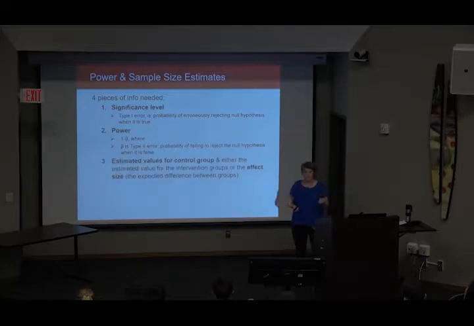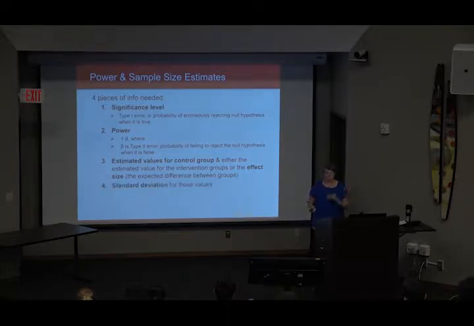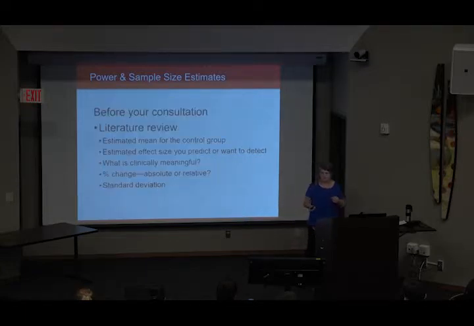So you also need estimated values for your comparison group, your control group, and estimated value for the intervention group. So what is your effect size that you're trying to detect? The expected difference between the groups. And this part is really difficult sometimes to get, the standard deviation for all those values. So that, you know, something about the variance, a bigger variance in your estimates means that you need more people to be able to detect the same difference or same effect size.